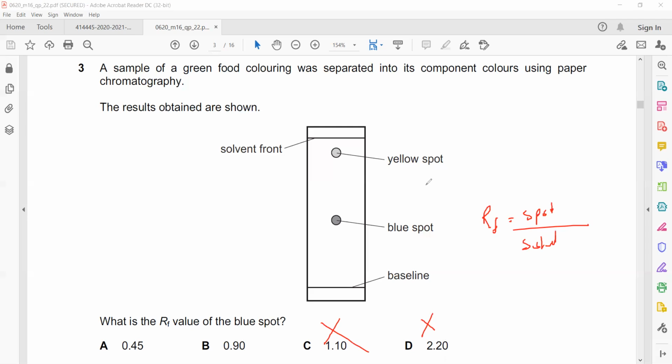Look, if the Rf value is 0.9, it means it should be closer to the solvent front because it has moved far. Higher Rf value means it should be higher up; if the Rf value is 0.5, it should be at the center. Less than 0.5, it will be below the center, and greater than 0.5, it will be above the center. Even without calculation, you can use a ruler to measure this, but you can also use your understanding.